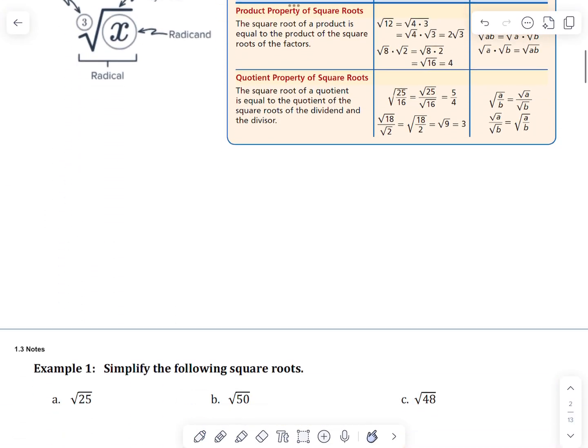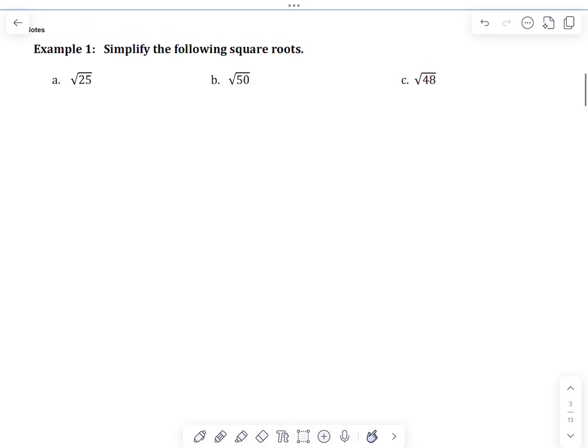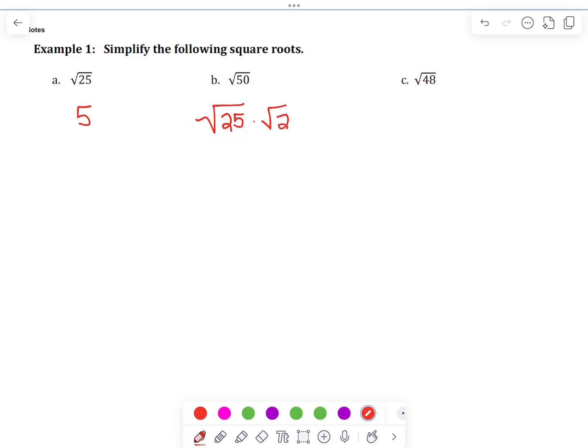So we're going to go ahead and move into our first example set. Example 1 says simplify the following square root. So we have the square root of 25. The perfect square of 25 is 5, so the square root of 25 is 5. The square root of 50 now is not a perfect square, so we want to break it apart using our product property. So we say the square root of 25 times the square root of 2, and then the square root of 25 is 5, and then the square root of 2 just stays as it is.